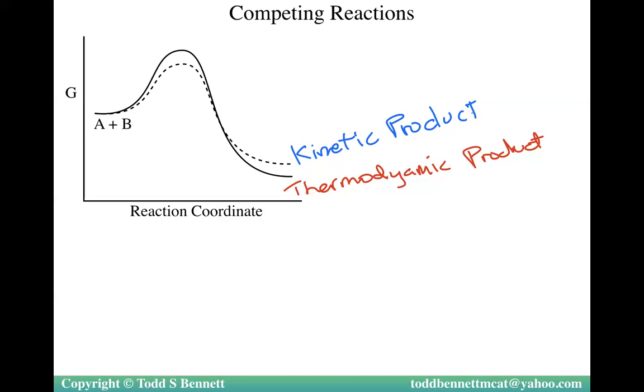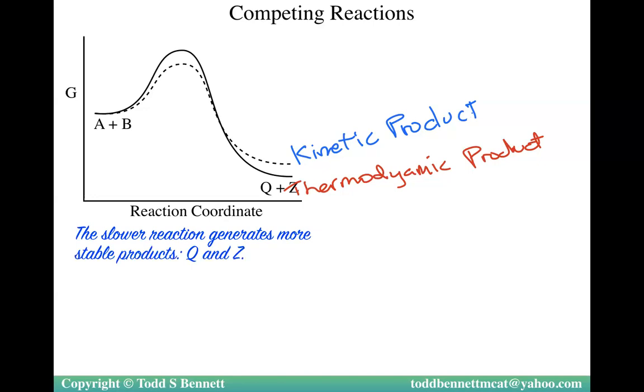Okay, so A plus B goes to Q plus Z, just to have some sort of product. And then the other one I'll put as A plus B going to Q prime plus Z prime, the kinetic products. Sorry I drew this in the way, but I'll just leave it up. So kinetic products are the less stable ones, thermo are more stable. Thermo are named thermo because they are more stable. Kinetic aren't named kinetic because they're less stable. They're named kinetic because they have a lower energy transition state.